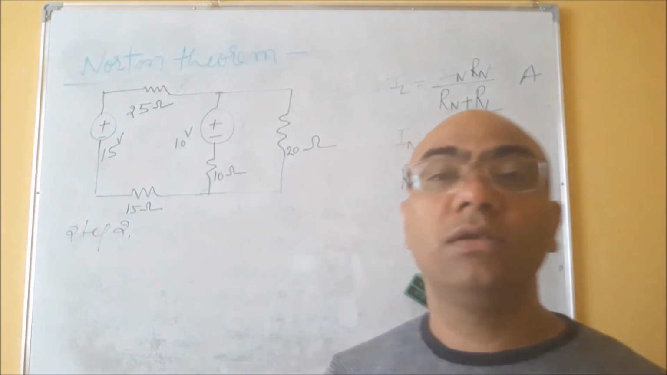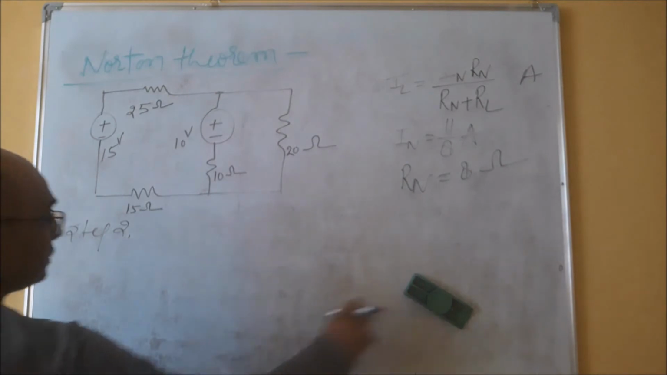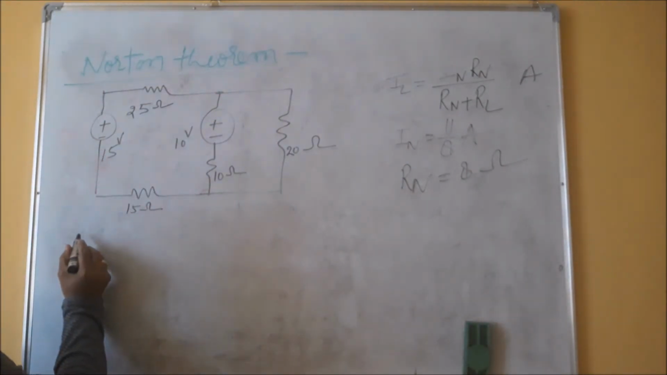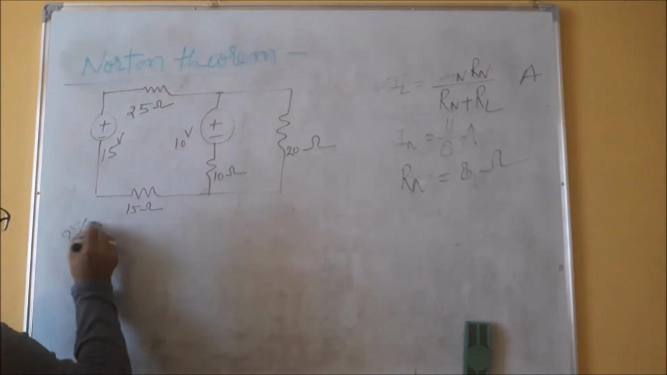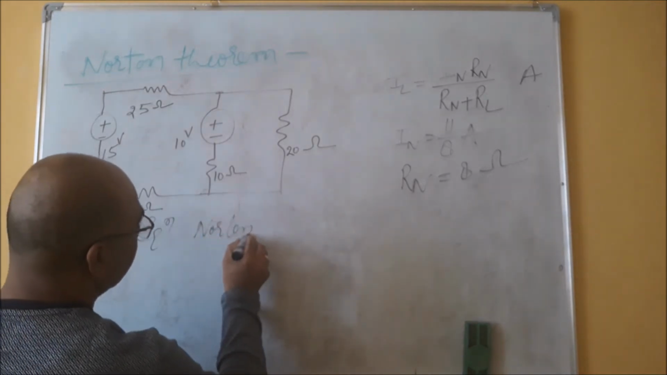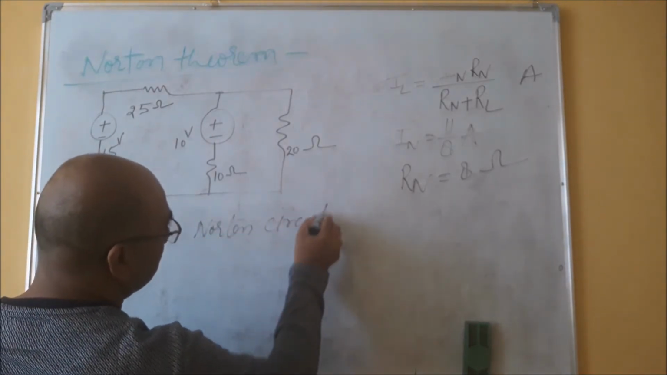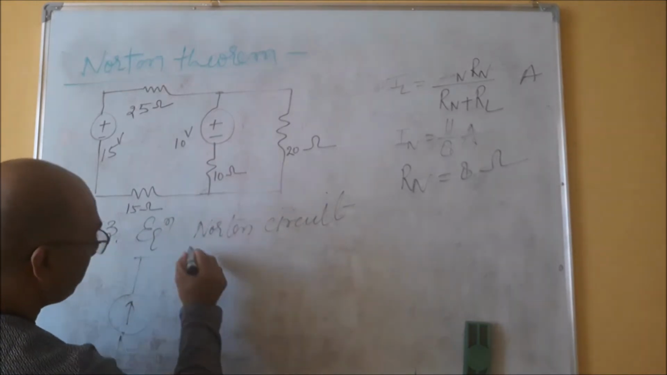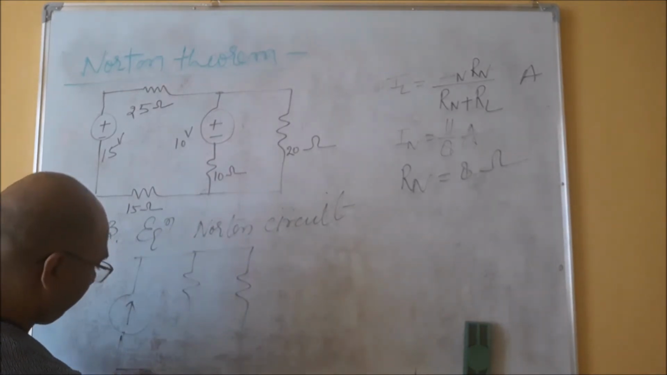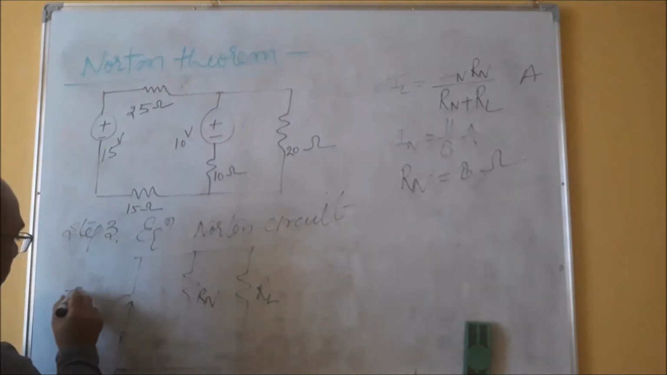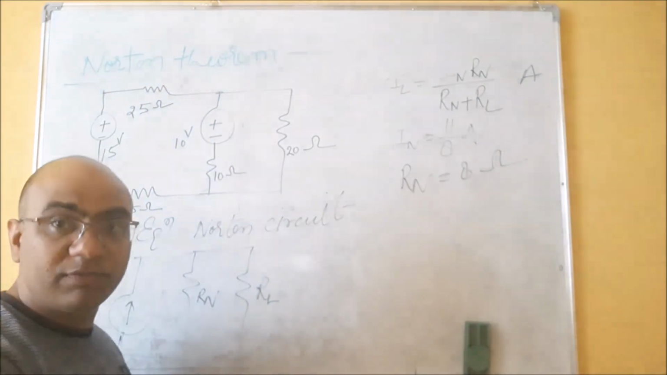draw the equivalent Norton circuit. So step 3, equivalent Norton circuit. What is the Norton circuit? You know all the values. So put all the values here.